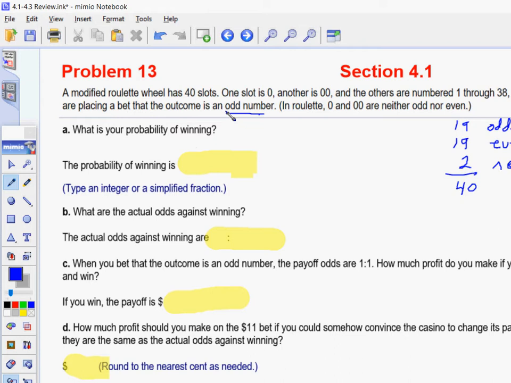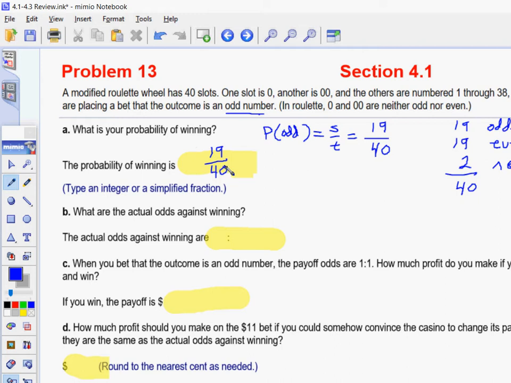So the probability of winning, the probability of an odd, would be successes over total, and our successes are our odds right here, the odd numbers. We've got 19 of those. So we got 40 total slots in the hat. One of these 19 is a success out of a total of 40. All right. They want a simplified fraction, so we're just going to write it that way. 19 out of 40.